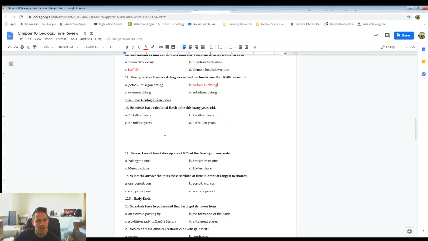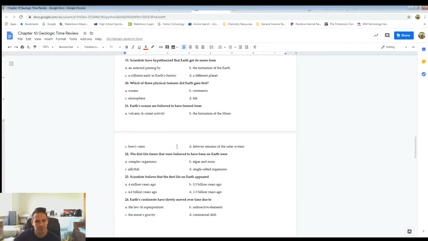10.4, number 16, scientists have calculated Earth to be this many years old. About 4.6 billion years old is what we estimate the Earth to be. It is definitely way older than a few million years, and 3.5 billion is kind of close, but 4.6 is what we are looking for.